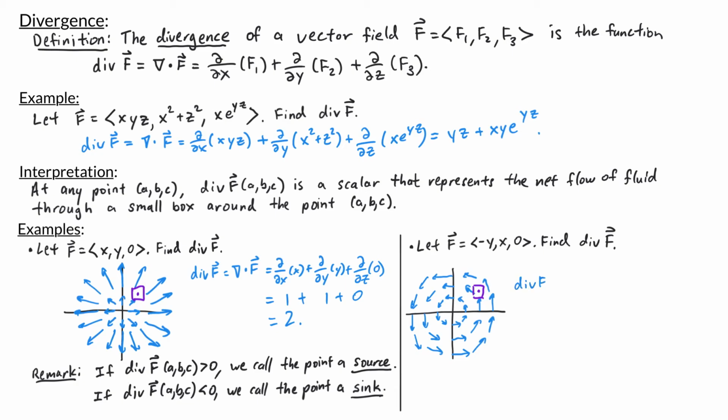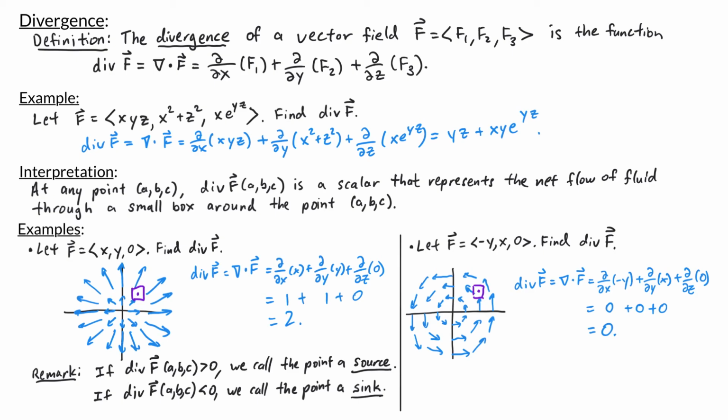The divergence of f is the del operator dot f, which means I'm going to take the partial derivative of negative y with respect to x, plus the partial derivative of x with respect to y, plus the partial derivative of 0 with respect to z. Calculating the partial derivatives, I get 0 plus 0 plus 0, so the divergence of f is 0. This means that regardless of what point I pick, the net flow of fluid through a box around any point is going to be 0.